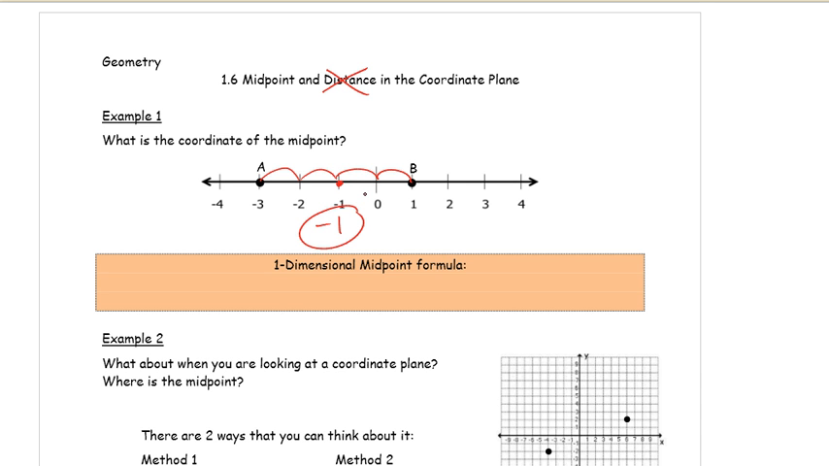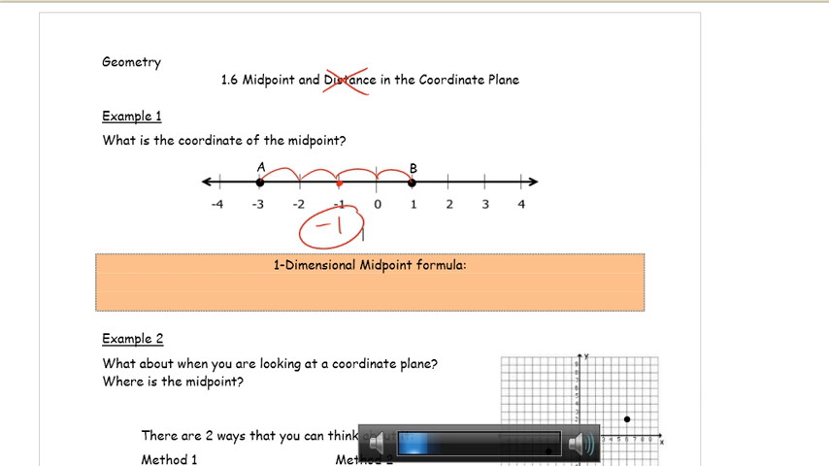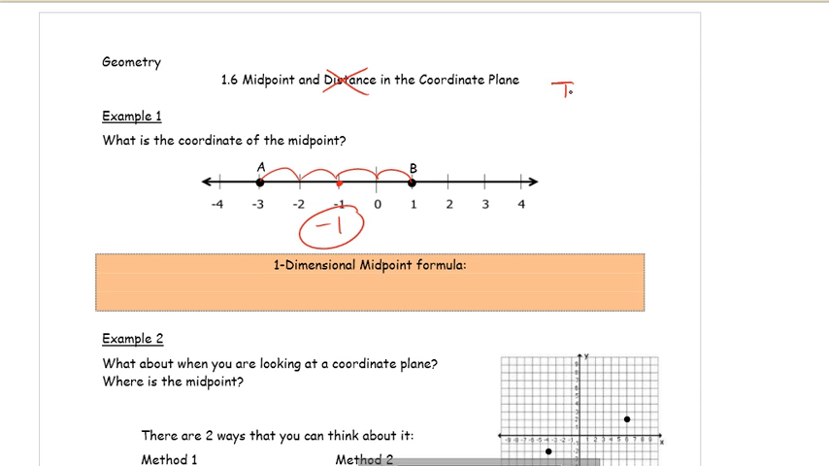Now, yes, you can count, but we don't always want to have to count, especially when we're dealing with big numbers, negatives, positives. So we want to come up with how we actually did that. And what we did is you kind of found an average. The midpoint is the average between 2 points. So if you're trying to figure out an average between maybe 2 test scores, you would say, okay, I'm going to take test 1 plus test 2 and divide by 2. Same idea here. You're going to take point A plus point B, divide by 2.